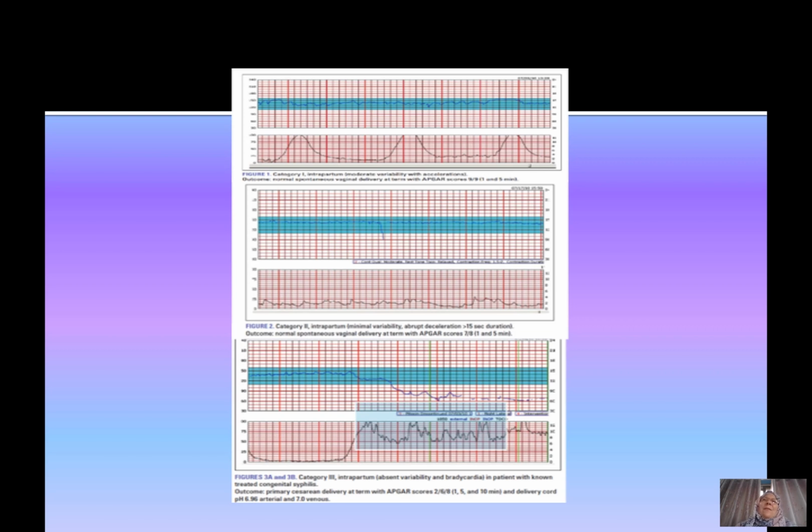So here you have a picture showing you category 1, category 2, and category 3 CTGs. The first CTG is a category 1 CTG, the second CTG is supposed to be a category 2 CTG, and the last one a category 3 CTG with fetal bradycardia illustrated.